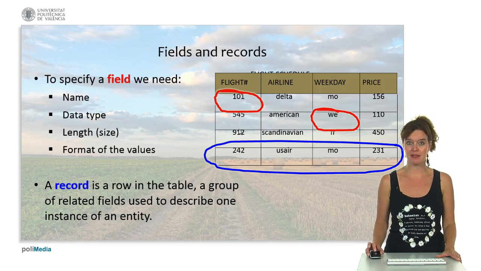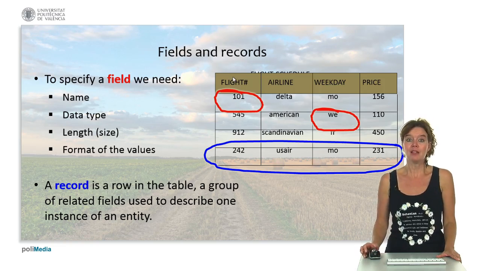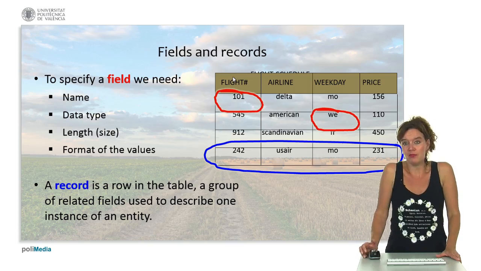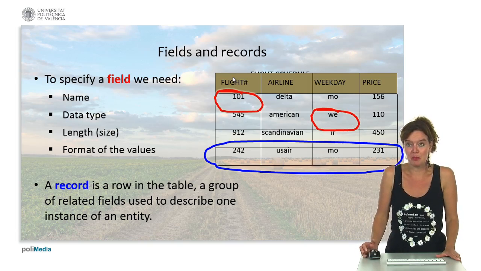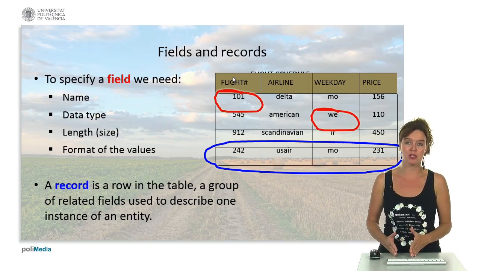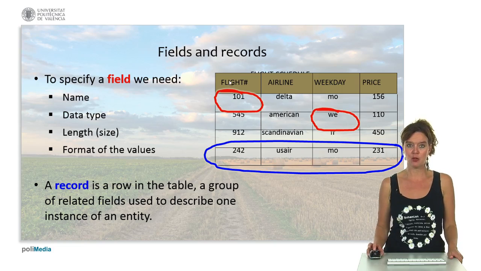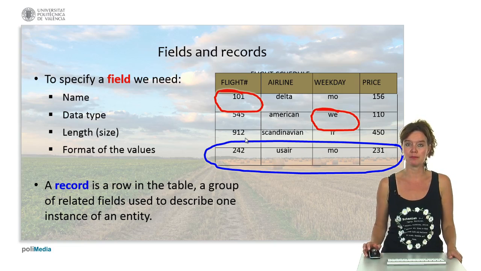We can see that this column is filled with integers, so the type of the field flight is an integer. The length, well, flight numbers, they're up to maybe 4 digits in a number, so we can put that restriction on the size of flight numbers, and the format of the value. So here it's just a plain number.